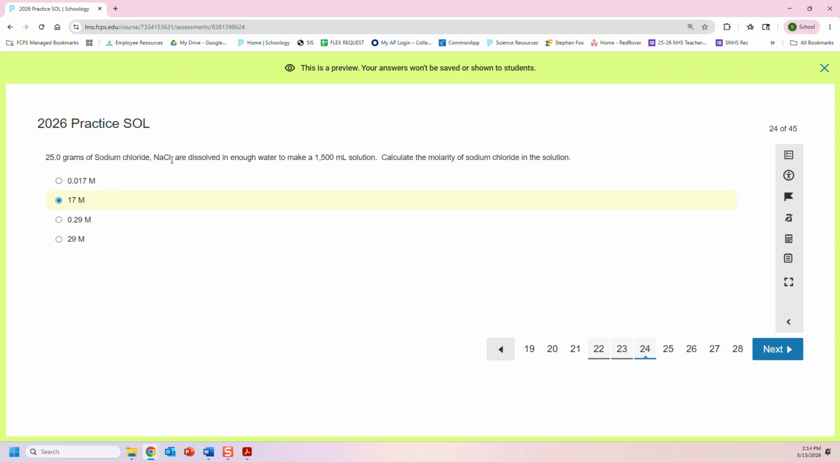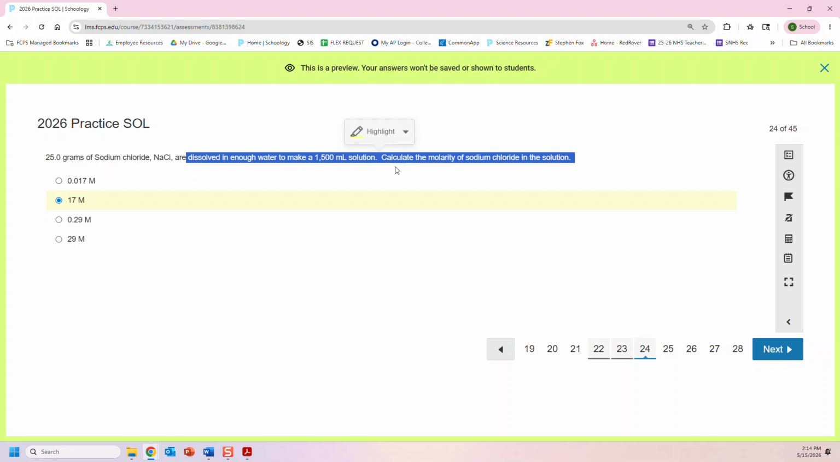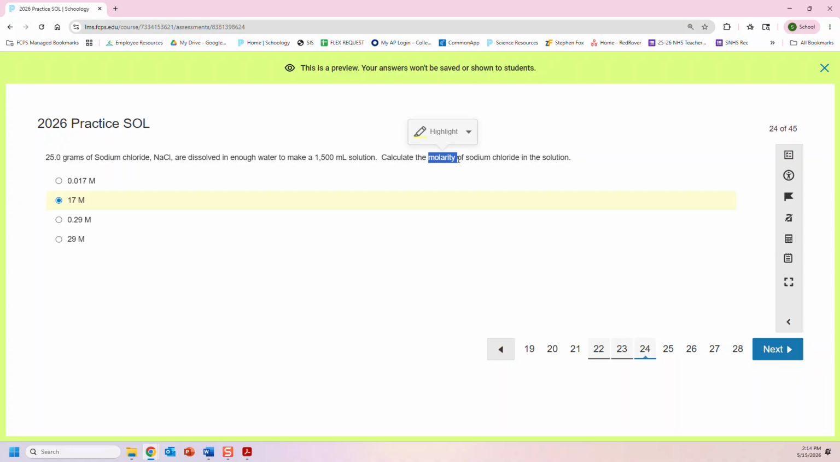They remind us what sodium chloride is. Dissolved in enough water to make 1,500 milliliter solution and calculate the molarity. All right. So we just have to remember what molarity is. Molarity is moles of solute divided by liters of solution. So we've got to remember to convert the milliliters to liters. So hopefully we can do that quickly. That's 1.5 liters. So our liters is 1.5.